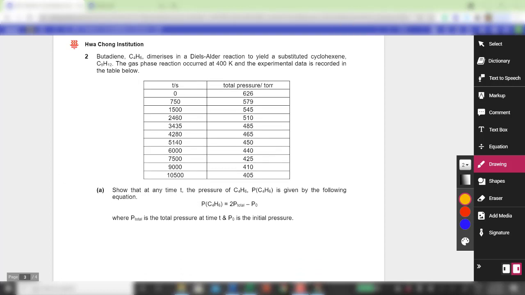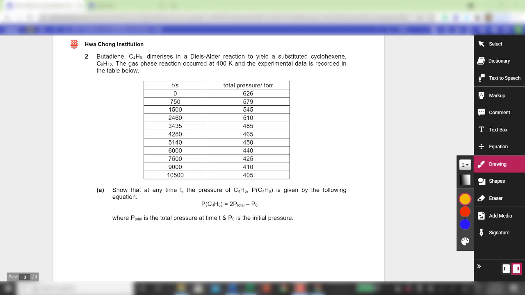For question 2, you were told that you have this compound known as butadiene, C4H6. It dimerizes via a Diels-Alder reaction to yield a substituted cyclohexene, C8H12. You don't really need to know what a Diels-Alder reaction is. If you're interested, you can go and find out. It's Nobel-winning work. This particular gas phase reaction occurred at 400 Kelvin, with experimental data recorded in the table below.